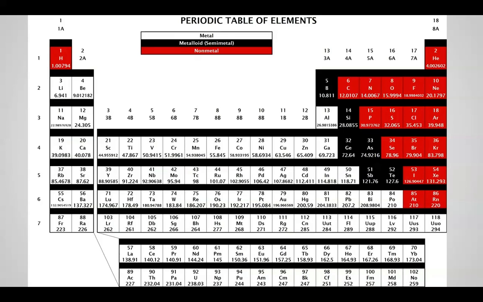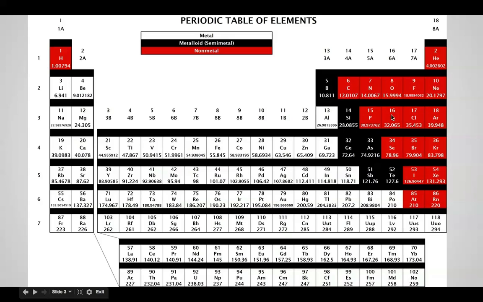The periodic table of elements, I made this one to kind of show you how they're divided up. The white boxes are the metals, and as you can see, there's more white than anything else. Most of the elements are, in fact, metals. Metalloids represent this kind of staircase design right here. These six right here represent the metalloids.